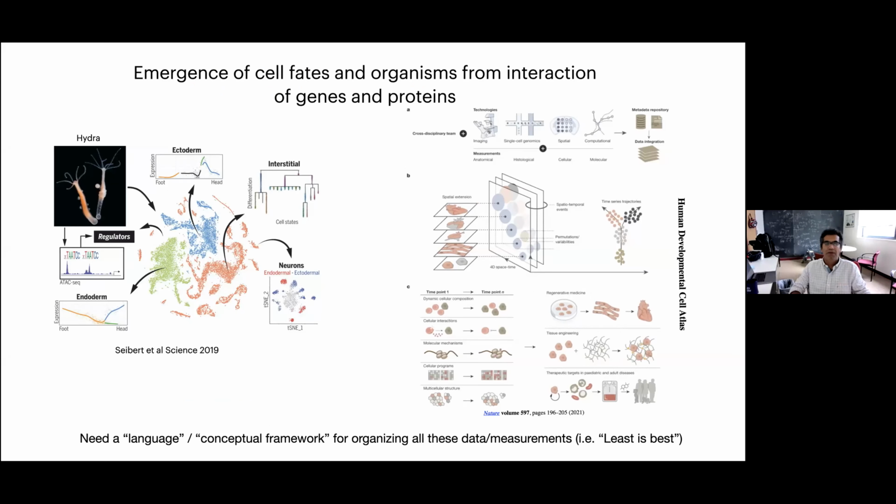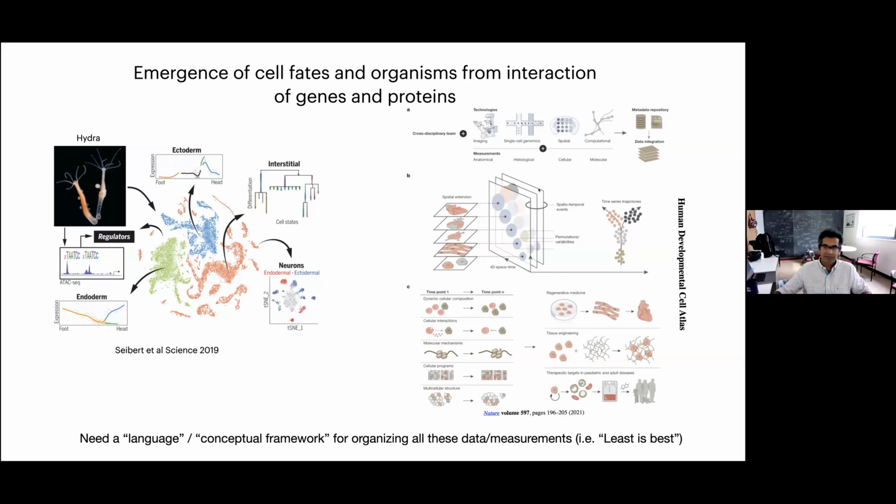Least is best. So for example, on the left is an example for Hydra, which has about 50,000 genes, maybe 20,000 cells. You do ATAC-seq measurements, you measure things in space and time, you can do lineage reconstructions. On the right is this human developmental cell atlas project where people were arguing for something very similar to this 4D cellular physiology. But with all these cartoons, I still don't understand what the language is that I'm going to use to understand all these measurements once they're put together.